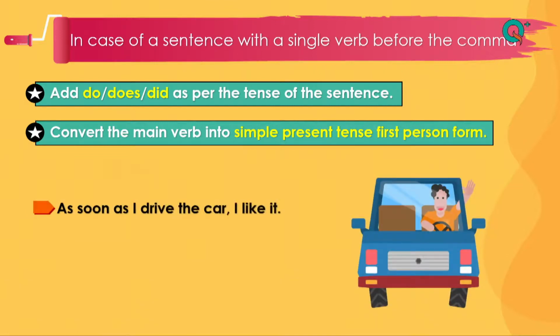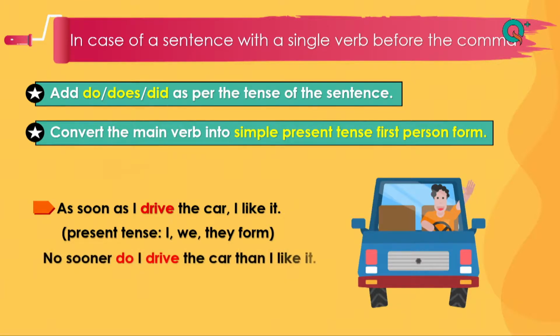Next, as soon as I drive the car, I like it. Now, drive is again in the present tense and the subject is I form. Since it is in the I form, we are going to use the verb do. We are going to add the verb do. So, no sooner do I drive the car than I like it.